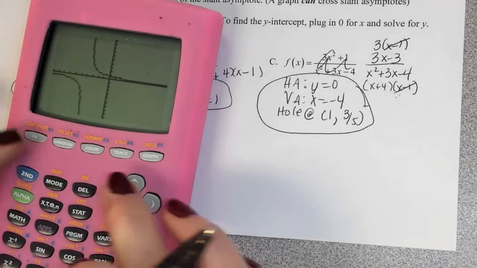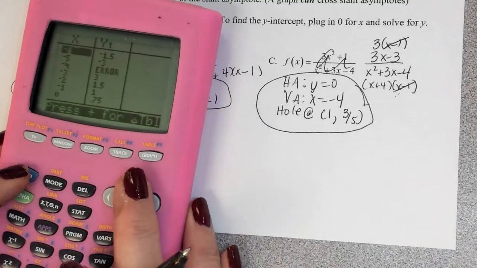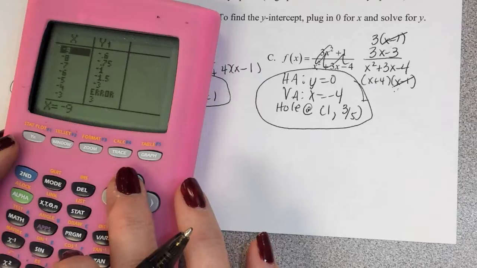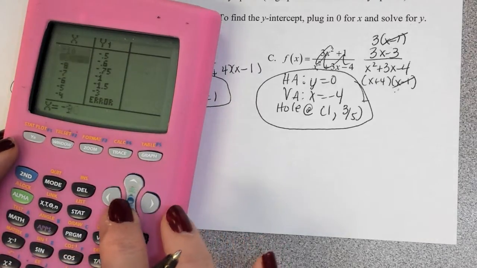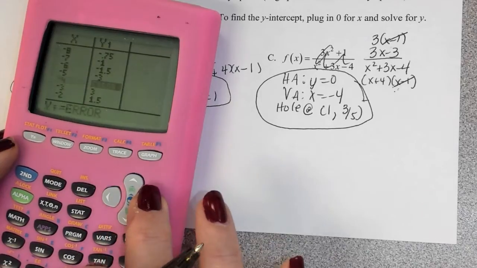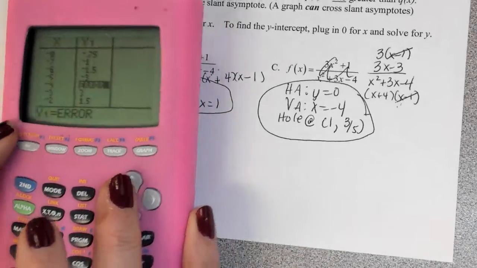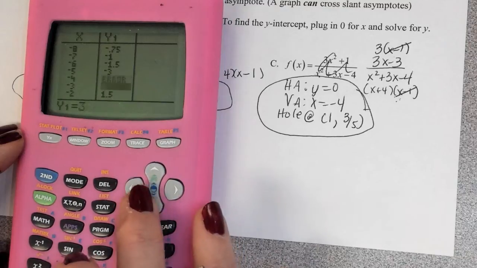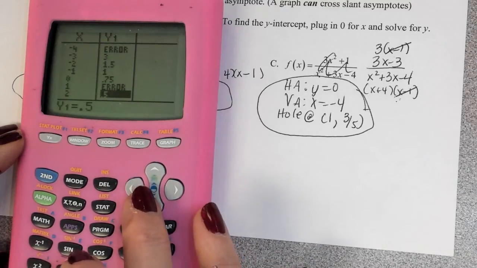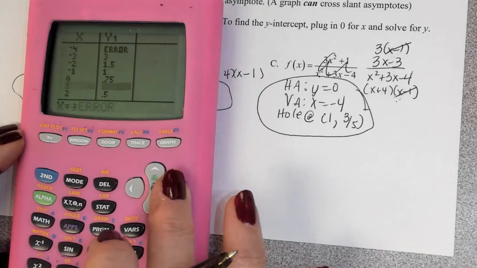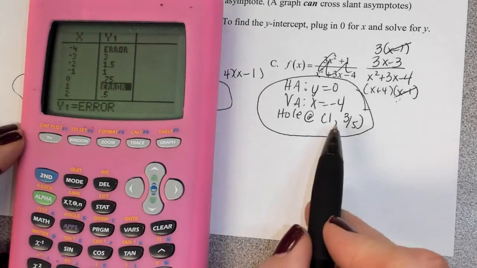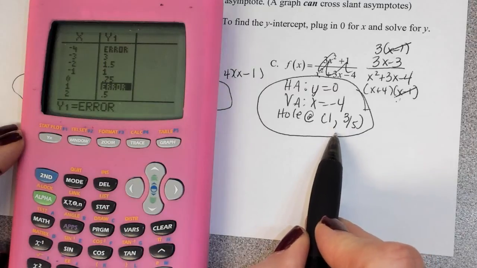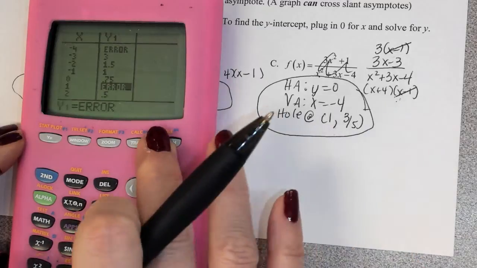Now look at how that's going to work. If I look at my table of values, it's going to show me that when x is -4, that's telling me I have a vertical asymptote because there's an error there. But when x equals 1, there's also an error. But it's not because there's a vertical asymptote. Why is it? It's because there is a hole in the graph there. So it's a discontinuity.